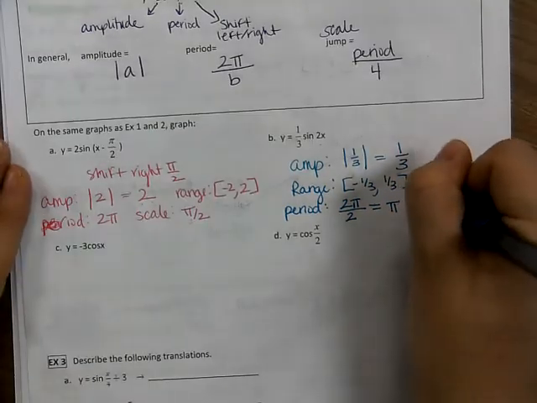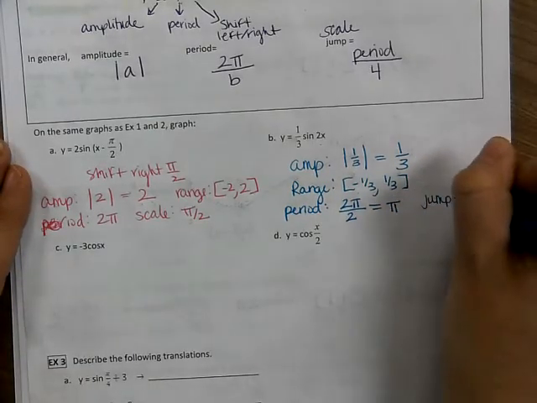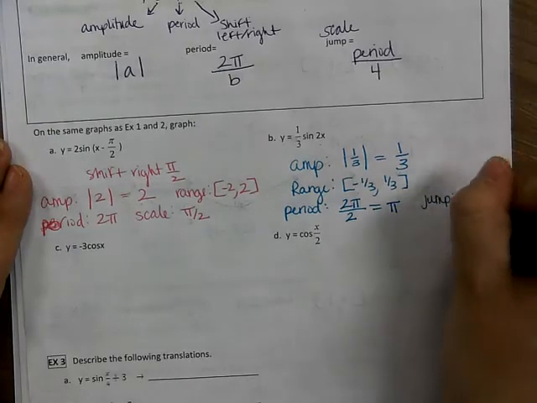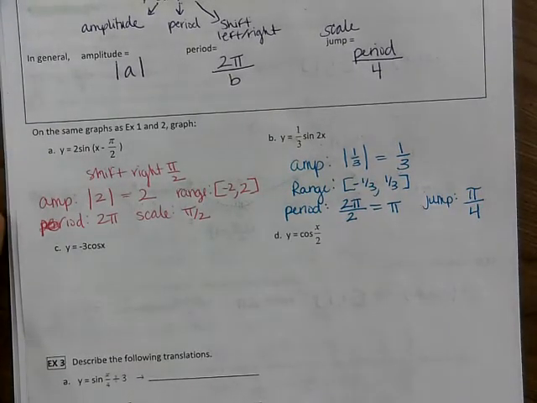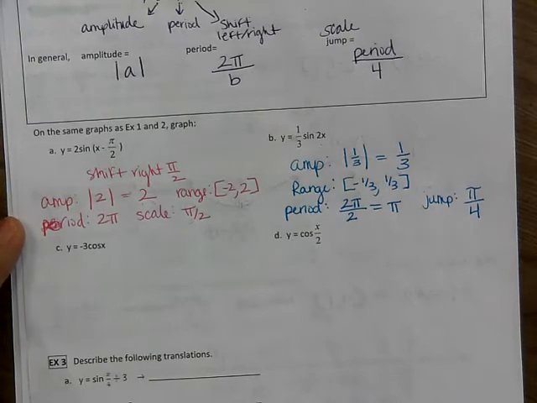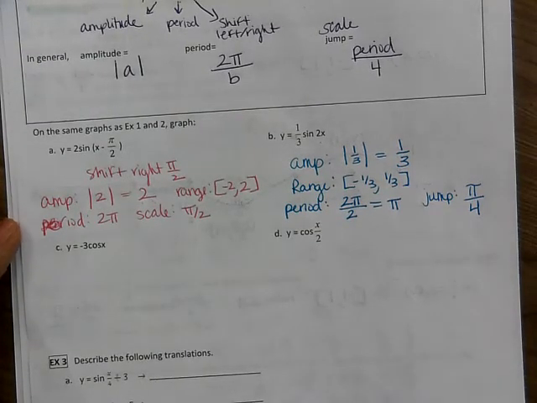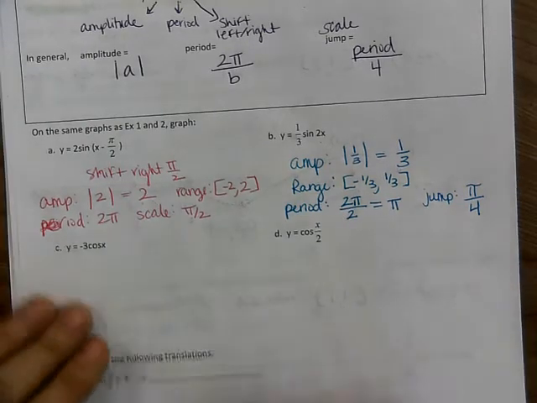And then for the jump or the scale, I have to take the period, which is pi, and divide it by 4. So now my scale is going to change. I'm going to count by pi over 4. And there are no other changes. Everybody okay with this, how I got to all of this information? Okay, so flip back.